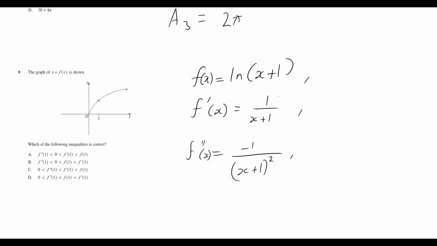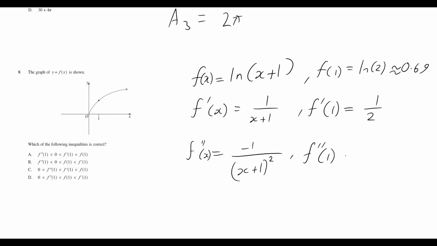Okay, so now let's start looking at the values. f of 1 is going to be equal to the natural log of 2, so ln of 2, which is in your calculator about 0.69. Now f prime of 1, that's our next one to figure out. f prime of 1 is going to be equal to, pretty simply, 1 over 2. And now for our second derivative at 1, f double prime of 1, that's just going to be equal to minus 1 over 1 plus 1 squared, so minus 1 over 4. Okay, so now we have the different values there.